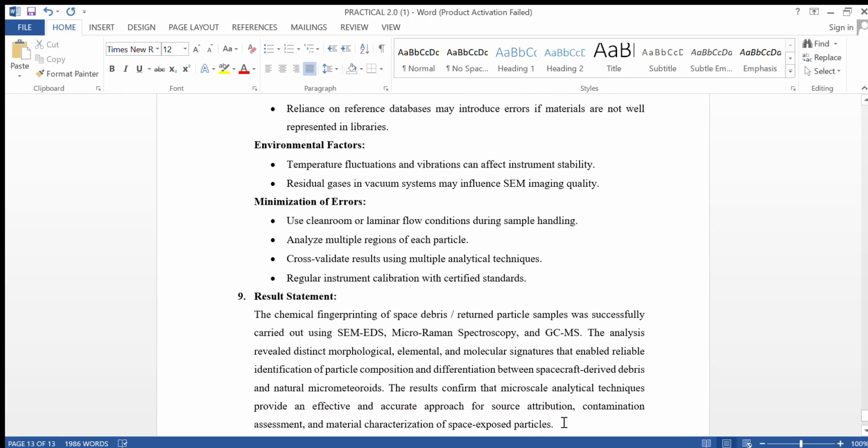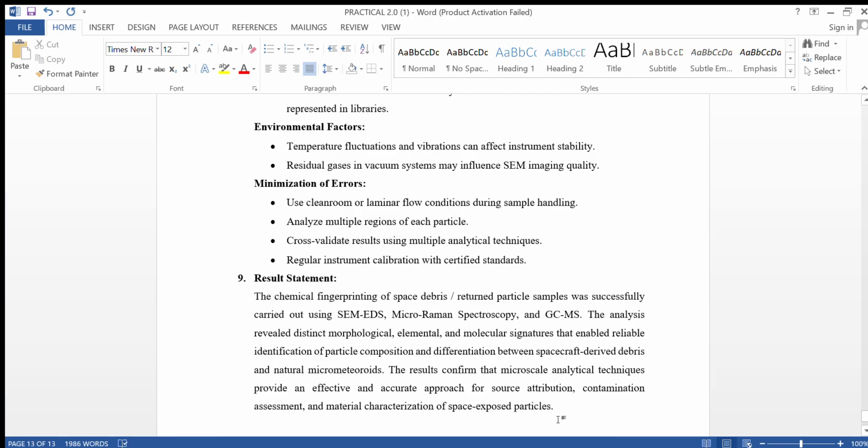Result statement: the chemical fingerprinting of space debris or return particle samples was successfully carried out using SEM, EDS, micro Raman spectroscopy and GCMS. The analysis revealed distinct morphological, elemental and molecular signatures that enable reliable identification of particle composition and differentiation between spacecraft-derived debris and natural micrometeorite. The result confirmed that microscale analytical techniques provide an effective and accurate approach for source attribution, contamination assessment, and material characterization of space-exposed particles.